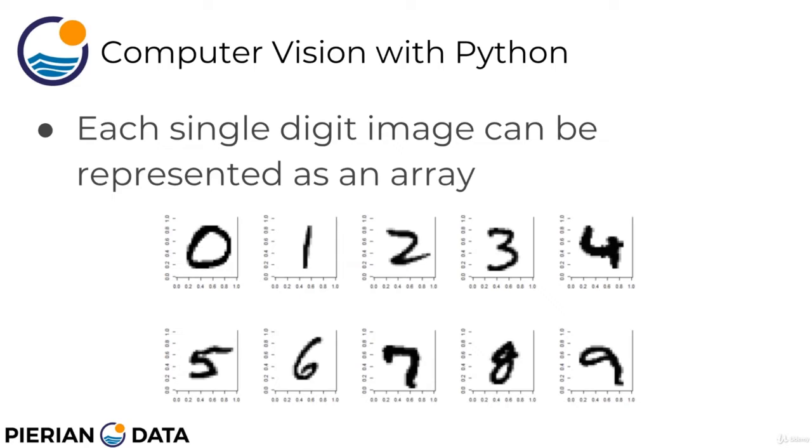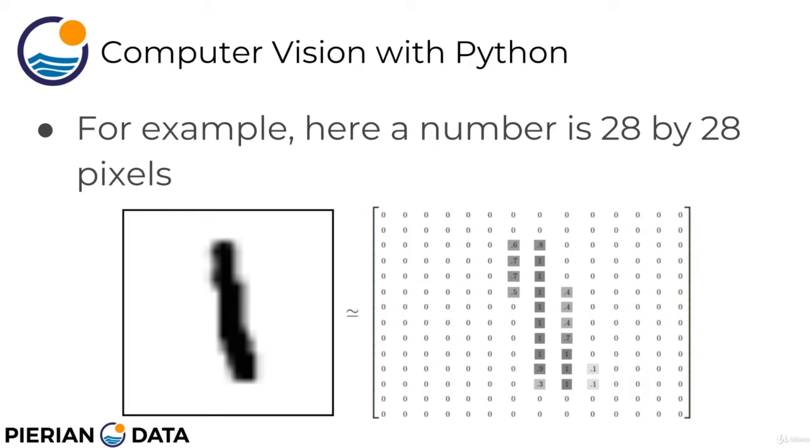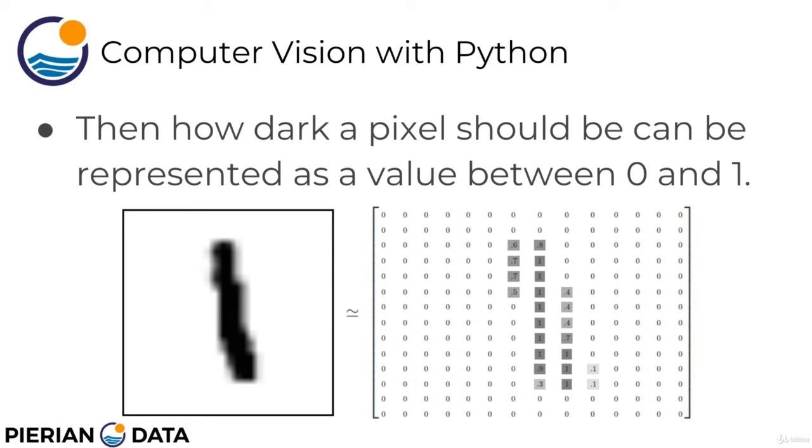Each single digit image can actually be represented as an array. So here we have the numbers 0 through 9, and these are all being represented as an array. For example, here is a number represented by 28 by 28 pixels. You can imagine that as we get more and more pixels, we'll have finer and finer resolution. You'll also notice that the image on the left is grayscale, meaning it's only black or white or some shade of gray, and it's being represented as an array with values ranging from 0 to 1. So how dark a pixel should be can be represented as those values between 0 and 1.